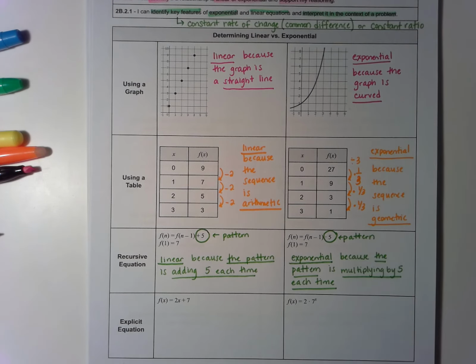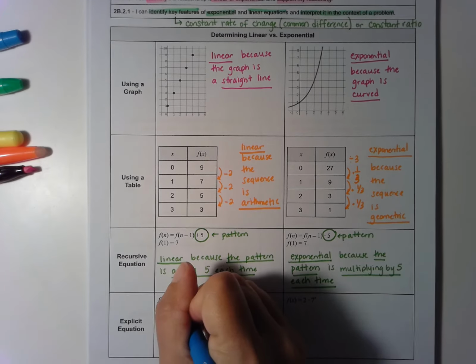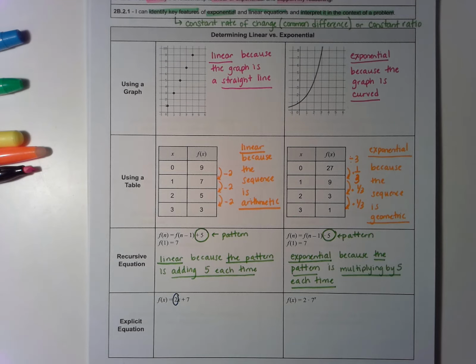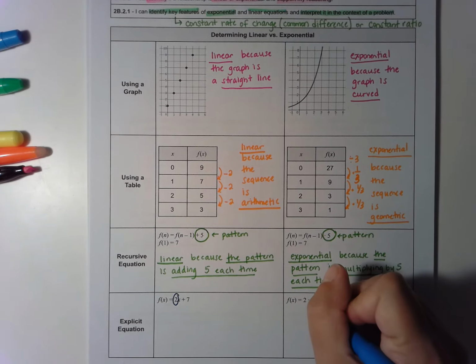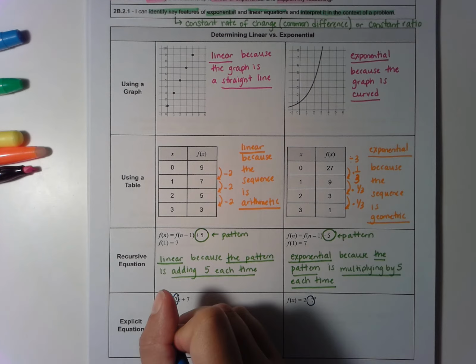And last but not least, what if we have an equation? So an explicit equation, I apologize, an explicit equation. In an explicit equation, we always have to look by the x to determine the pattern. In this case, because there is a multiplying by 2 here, that would be the pattern in this problem. In this case, because there's a multiplying by 7 here, that would be the pattern in this problem. So in the first equation, I would say that this is linear.